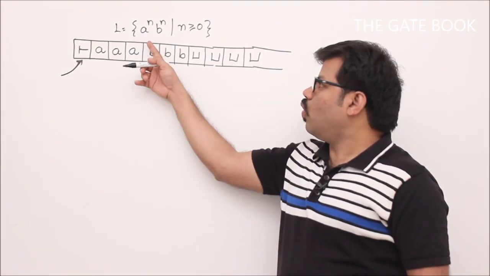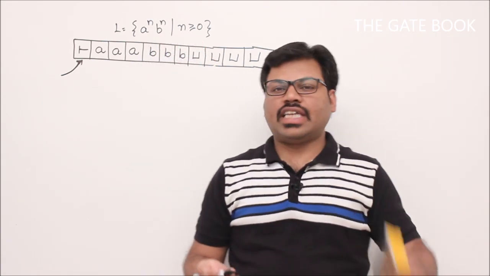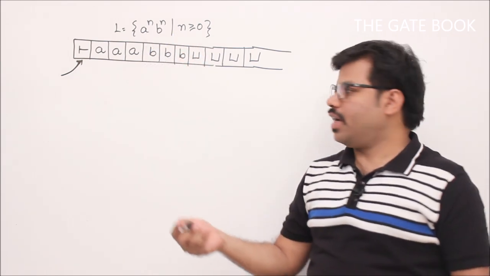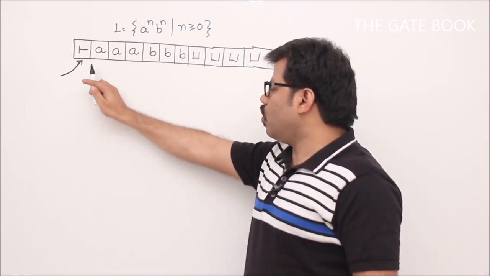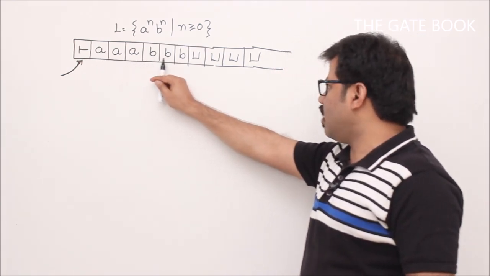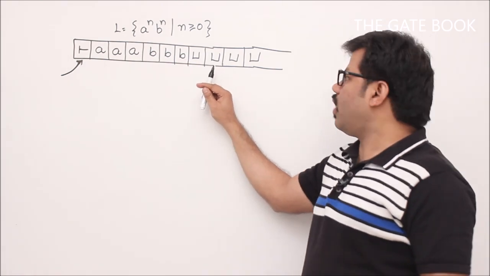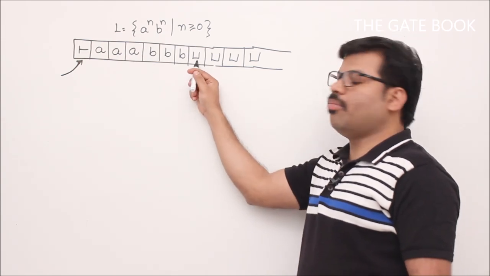Now we'll see how to write a code for a power n, b power n. That means I want to write a Turing machine which accepts only strings in the form of a power n, b power n. Let me write it. For that, what is my logic? First of all, using my Turing machine, I can see all the symbols, but I don't know where the end of the input is. First of all, I detect the end of the input. We know that the end of the input always will have a blank symbol.